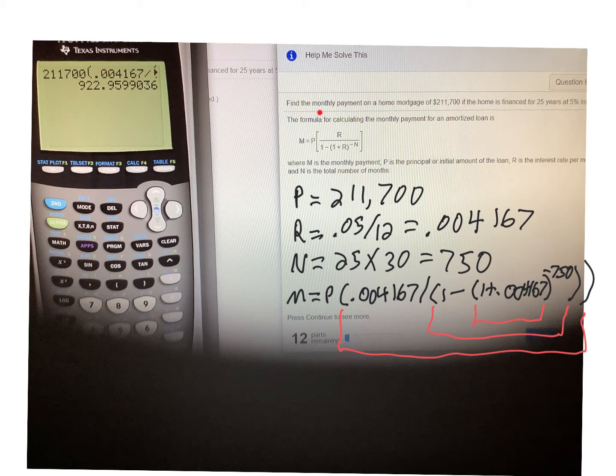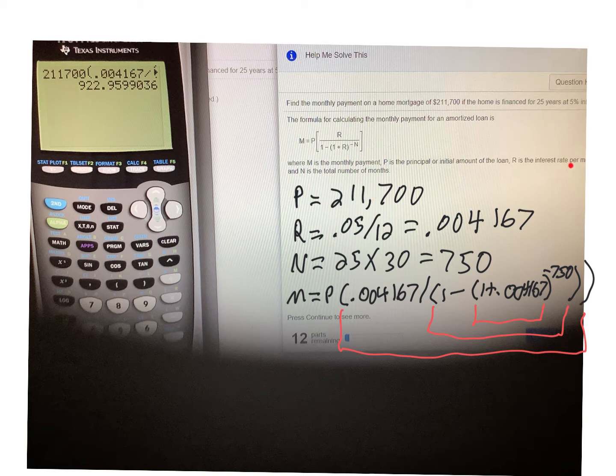You want to find the monthly payments on a home mortgage that's $211,700 if the home is financed for 25 years at 5% interest. So they give you the formula here for calculating monthly payments. It's in the book and on the help and stuff. They tell you M is the monthly payments, that's what we're after. P is the principal, well, that's this big number here, 211,700, which I wrote here.